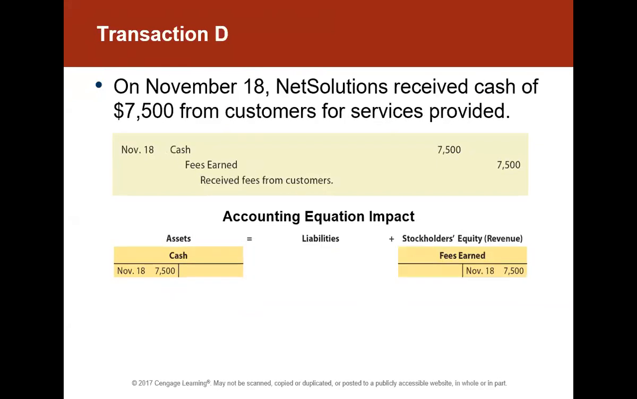On November 18th, Net Solutions received cash of $7,500 from customers for services provided. So we provided services, they paid us cash. So we received cash. Cash is an asset. It's increasing, debit. When we provided services, that's revenue. The revenue account, fees earned, is increasing, so we show that with a credit.